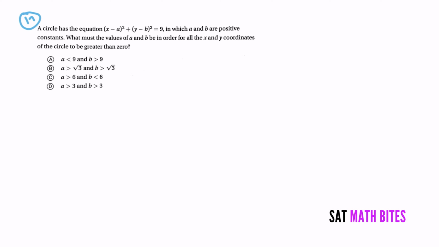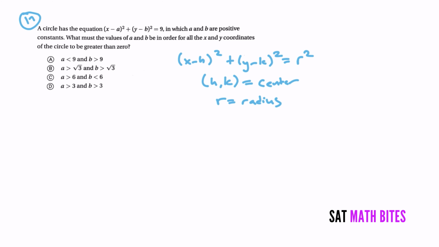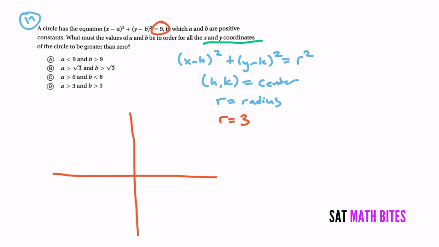In number 17, you'll need to remember that the formula for a circle is x minus h squared plus y minus k squared equals r squared, where h comma k is the center of the circle and r is the radius. So because this equals 9, we immediately know that the radius for this circle is 3. And if you envision the graph, we want all the x and y coordinates of the circle to be greater than 0, which means that we want the circle to be somewhere here in this quadrant. So that means that the answer would be D.